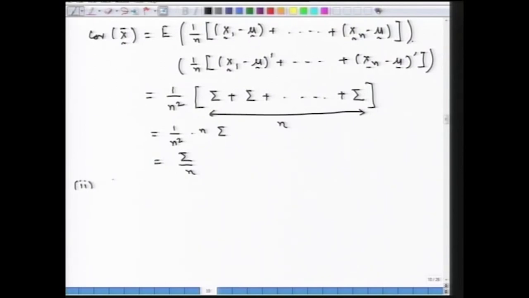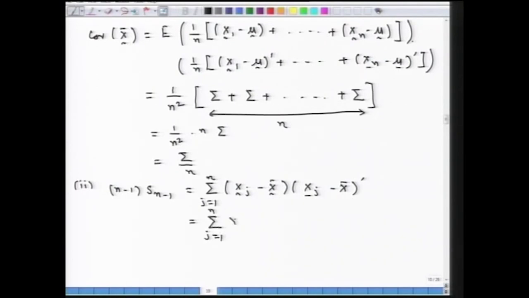So, what we now have is (n-1) S_{n-1}, that is what we had seen earlier, the sum over j equal to 1 to n of (x_j - x̄)(x_j - x̄)ᵀ, right. Now, we had also seen that this particular term is written equivalently as the sum over j equal to 1 to n of x_j x_jᵀ minus n times x̄ x̄ᵀ, right.